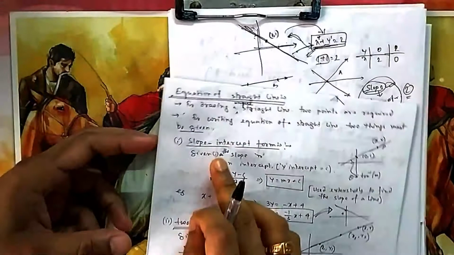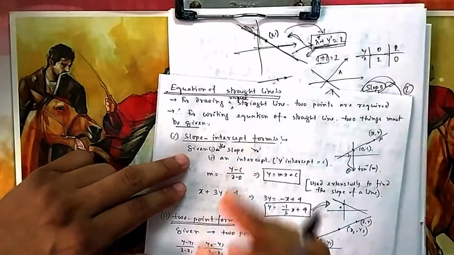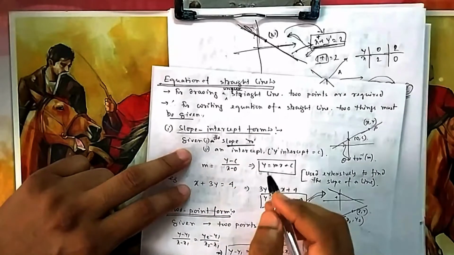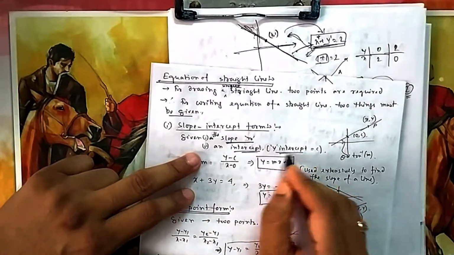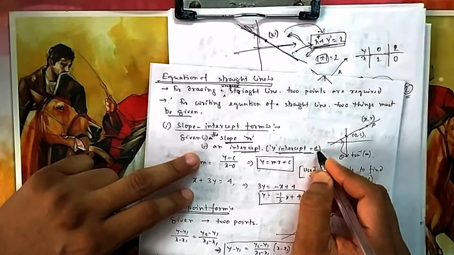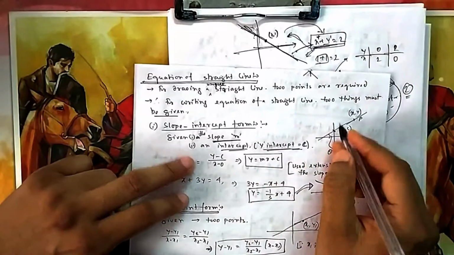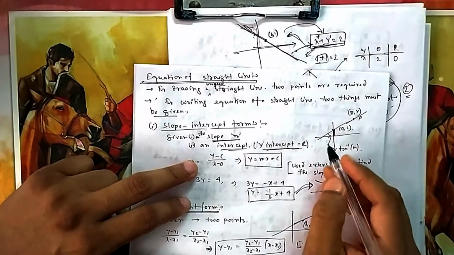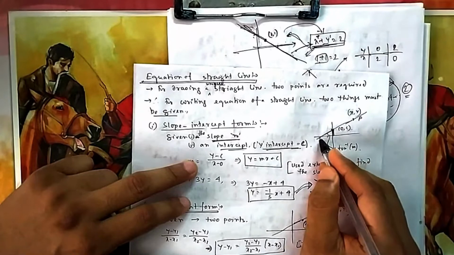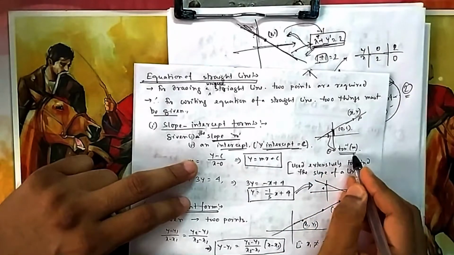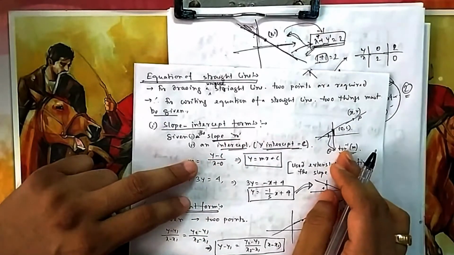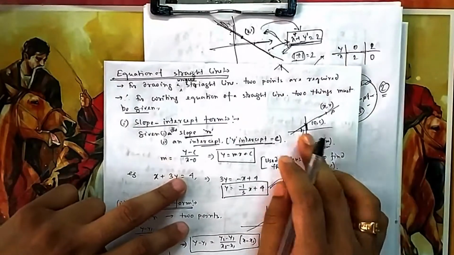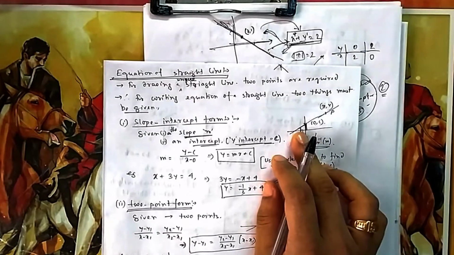So the first format is known as slope intercept format. What is given here? A slope is given, that is m, and an intercept, preferably the y intercept, is given, that is c. So what do you see in this straight line? This intercept is given to me, and this angle theta, which is nothing but tan inverse m. Slope given means m given, m is nothing but tan theta. Tan theta means I can find theta. Suppose root 3 is given, then you know theta equals 60 degrees.